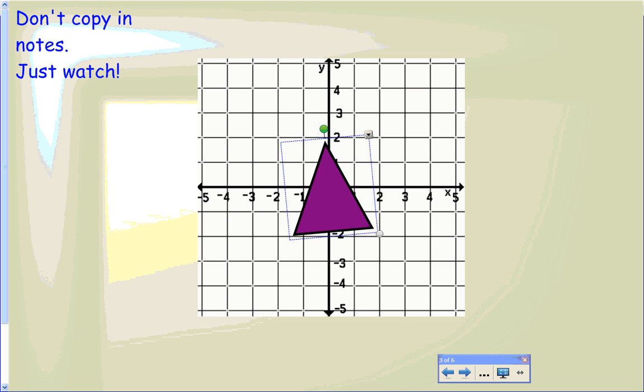And the same thing in the opposite direction. It's a 90 degrees counterclockwise, 180 counterclockwise, 270, and 360 counterclockwise.